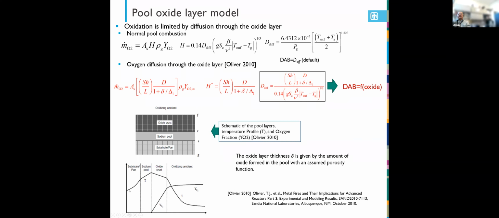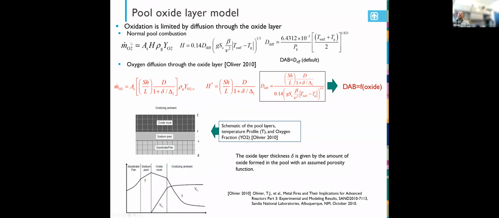The lowest temperature, of course, is the catch pan, and then you have rising in the pool, and then you have where the reaction occurs, at the interface in the pool and in the crust, because the oxygen has to come from here and penetrate the oxide to go through to interact with the sodium. And zero mass fraction of oxygen is showing here at the interface where the pool is, and then you can see the increase, and then of course the ambient mass fraction of oxygen.